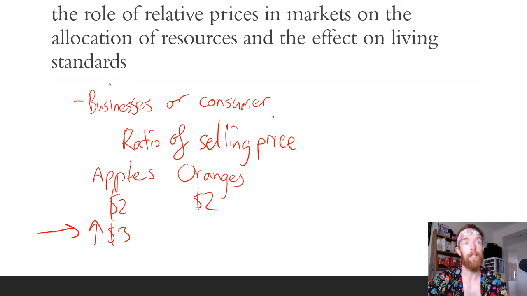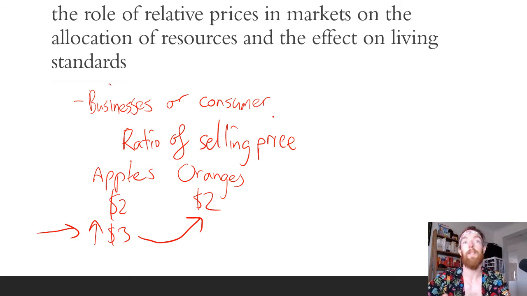Whereas for consumption, if the price goes up to $3, consumers are going to move their spending resources away from apples and towards oranges because they're going to give them more relative utility. They're going to maximize their utility by purchasing oranges. So that has the opposite effect between businesses and consumers.